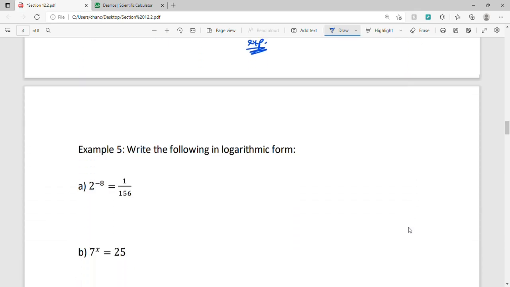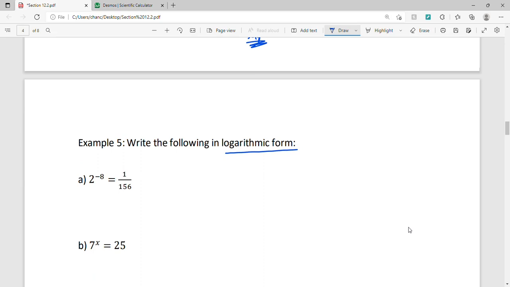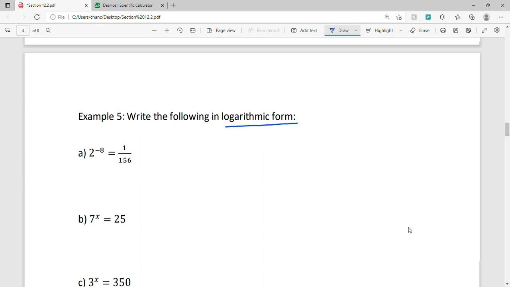Let's write the following in logarithmic form. We'll write this as log base, and in this case the base is 2, so I always start with that first, and then I put an equal sign, and I know the answer to the log is always the exponent, so that gives me a -8 out here, and the argument is that 1 over 256. So we'll put 1 over 256 here.